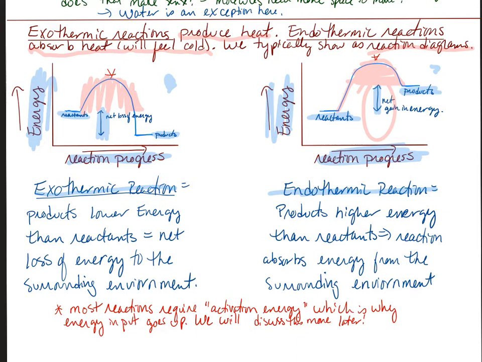So if your products have a higher energy than your reactants, that's endothermic. If your products have a lower energy than your reactants, then that's an exothermic reaction. The surrounding environment, by the way, is anything that's around. Okay?